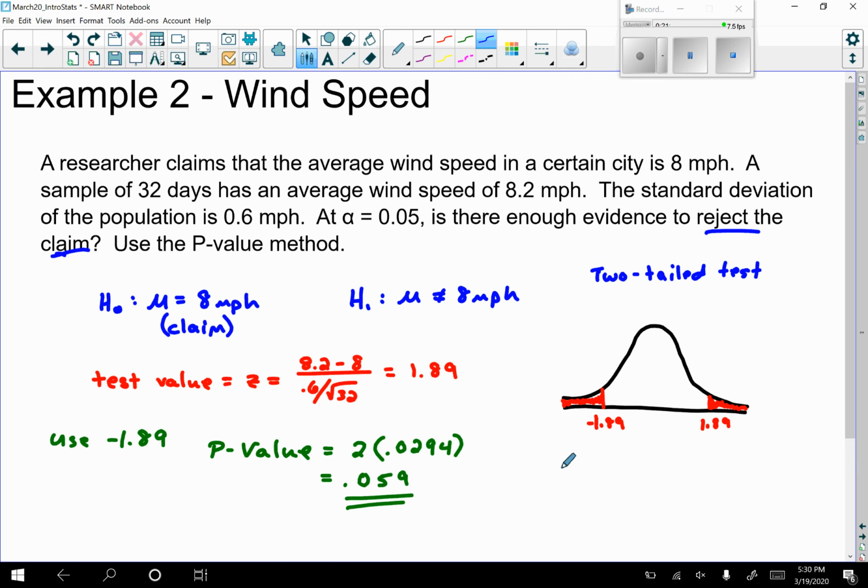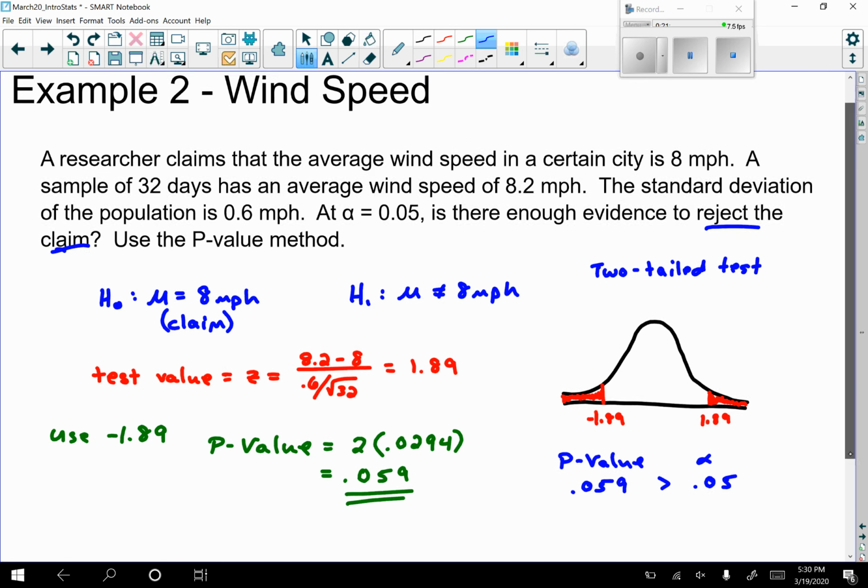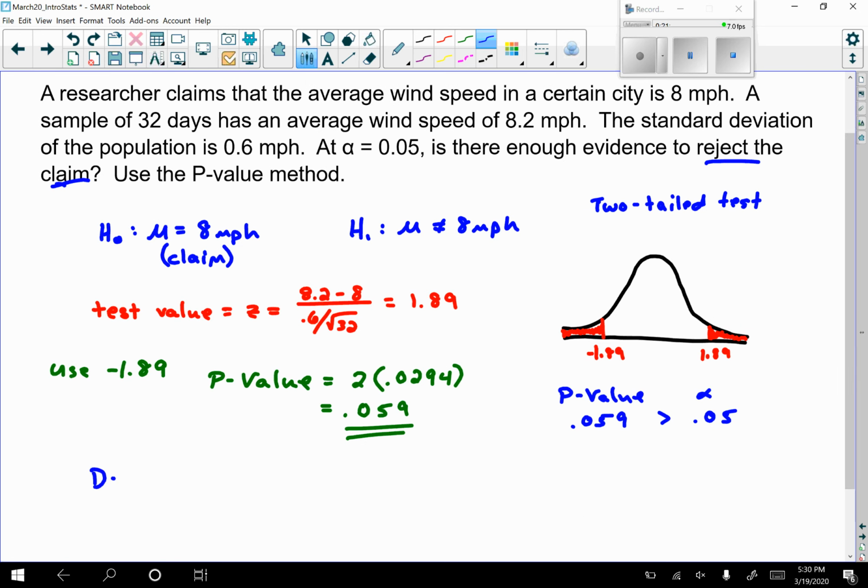Our alpha, so we're going to compare our p-value to alpha, 0.059 compared to 0.05. And now this p-value is greater than, so we do not reject the null hypothesis. So what we could say here is that there is not enough evidence to reject the claim that the average wind speed is 8 miles per hour. So again, we can say there's not enough evidence to reject the claim.